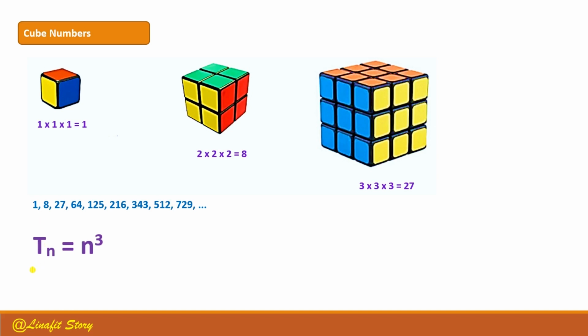For example, we will find the fifth term. n cubed, 5 cubed, is equal to 125. Here is the first term, second term, third term, fourth term, and the fifth term is 125.